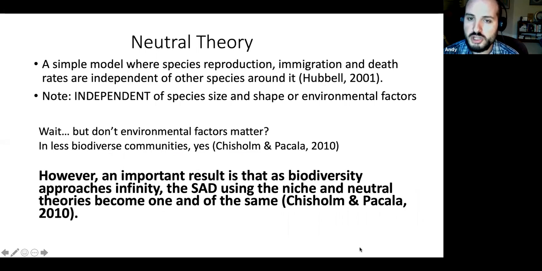All right, the other is neutral theory. It's a simpler model where you don't take into account these niches. It's only reproduction, immigration, and death rates, independent of other species around it, introduced by Hubbell in 2001. Again, it's independent of species size, shape, or environmental factor. You would think, hey, don't environmental factors matter? Well, in less biodiverse communities, yes. But an important result is that as biodiversity approaches infinity, the SAD, the species abundance distribution, using the niche and neutral theories become one and the same. This result was shown by Chisholm and Pacala in 2010.